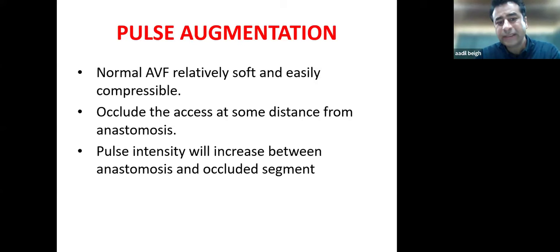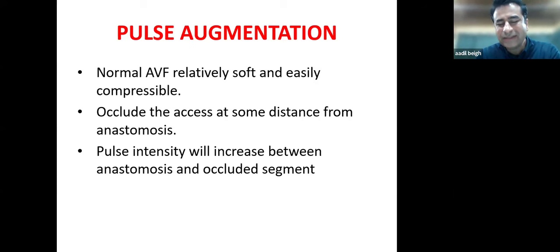And the pulse intensity tells you how much flow is coming from the inflow. If there's a strong pulse, that means inflow is very good. The arteries, distal, proximal, and anastomosis, and the juxtaanastomotic site are very good.